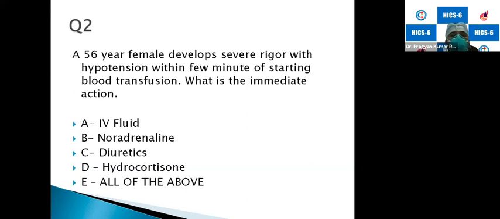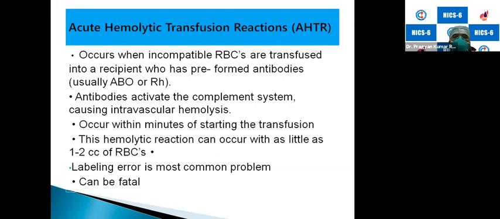Of course, the question is a little bit tricky. It is asking for immediate action, because IV fluid and noradrenaline are immediate, and even hydrocortisone can be considered an immediate action. So the answer here is all of the above. Within a span of 30 minutes, you have to take care of all the factors here: maintaining blood pressure by IV fluid and vasopressor, maintaining urine output with diuretics, and if there is a severe reaction and rigor, giving hydrocortisone as well. So this is called acute hemolytic transfusion reaction.